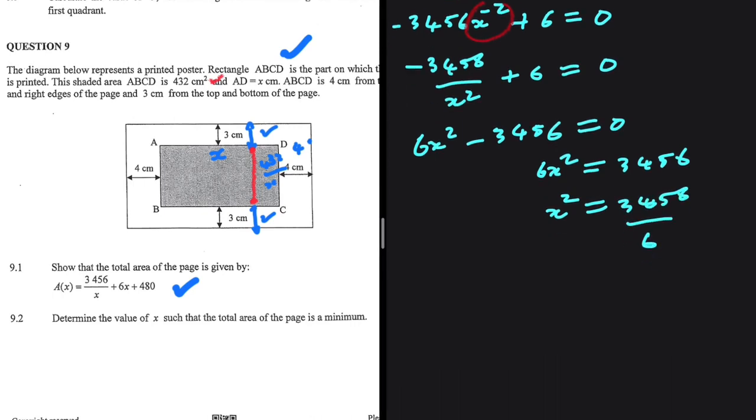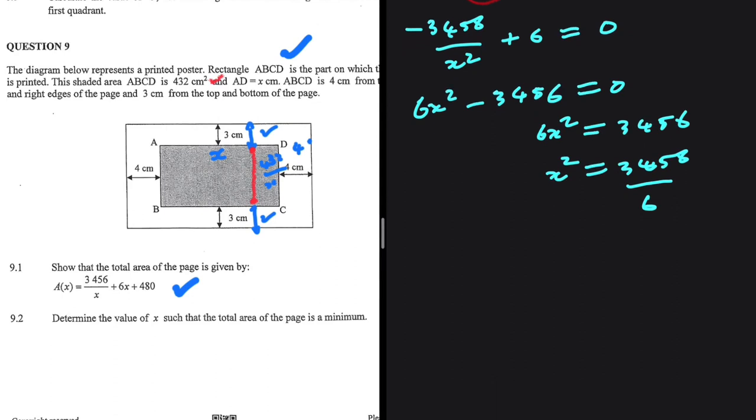If we take square roots on both sides, we're going to have x being equal to 24 or x being equal to minus 24. So tell me, between x equals 24 and x equals minus 24, which one corresponds to the maximum and which one corresponds to the minimum? Let me know in the comment section.